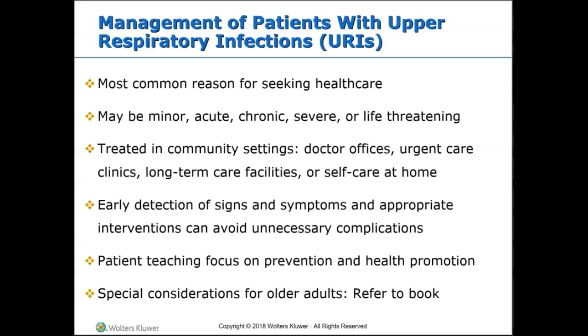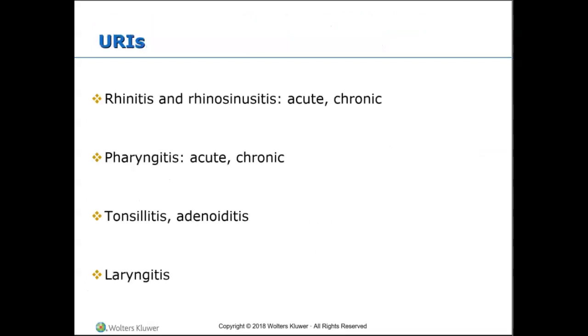These types of illnesses are treated in all areas of healthcare, but most commonly in our community settings. Patient teaching on prevention along with health promotion are the best ways to reduce infections and reduce the spread of these infections. Please take a look at the chart in the chapter in your MedSurg book that talks about special considerations for upper respiratory infections, especially for the older adult. It goes into some pretty good information.